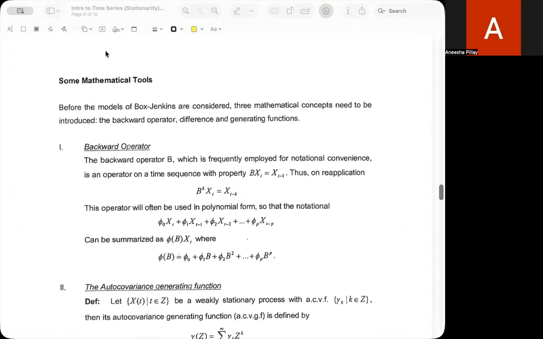Now, from the mathematical tools, before the Box-Jenkins models are considered, these are the 3 main concepts that are very important in time series: the backward operator, difference, and generating function. The backward operator is very important because of its notational convenience. We will be looking at this in your autoregressive model, in your ARIMA model. So it's mainly this property that we are looking at.